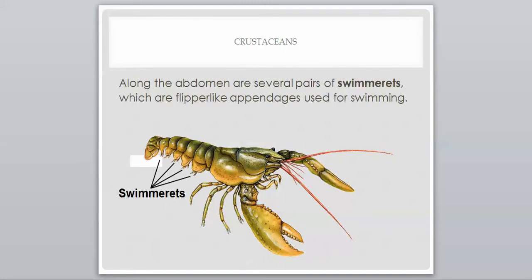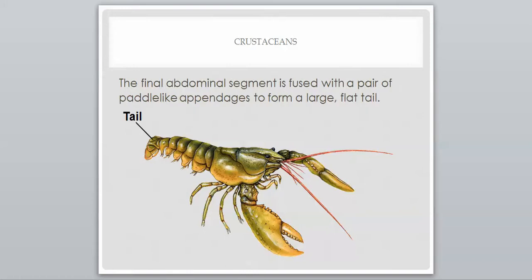Along the abdomen, or the posterior portion, there are several pairs of what are known as swimmerets. These are flipper-like appendages used for swimming. They almost look like minuscule legs flapping around back there, and they're called swimmerets, which are used for swimming. Pretty descriptive name. Then the final abdominal segment is fused with a pair of paddle-like appendages to form a large, flat tail. So the very tip of that is actually the tail. We can't call that whole portion the tail; we have to call it the abdomen. So that's it for the first group of arthropods. Let me know if you have any questions.